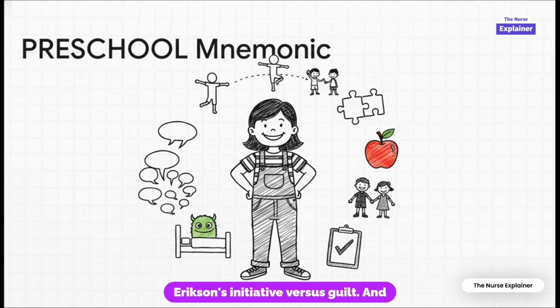E covers Erikson's initiative versus guilt and Piaget's preoperational stage. S is safety, because now they need bike helmets and swimming lessons. H is healthy eating. They're usually a bit less picky now. O is others in play. The second O is outline behavior expectations. L is for child fears. Magical thinking makes those monsters under the bed very, very real. And the final L is their language explosion.